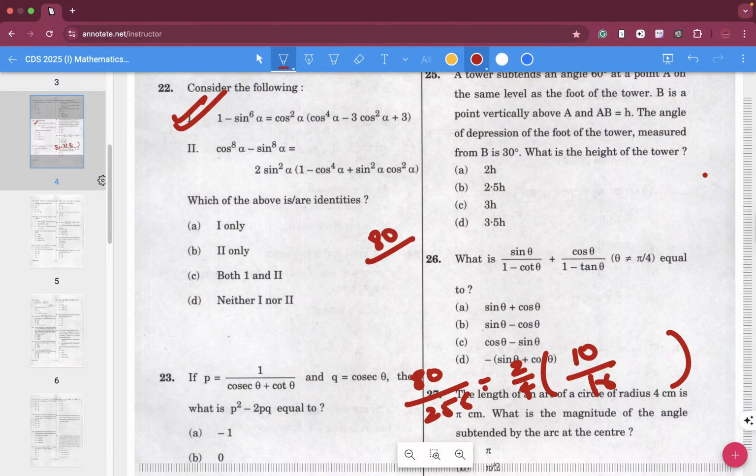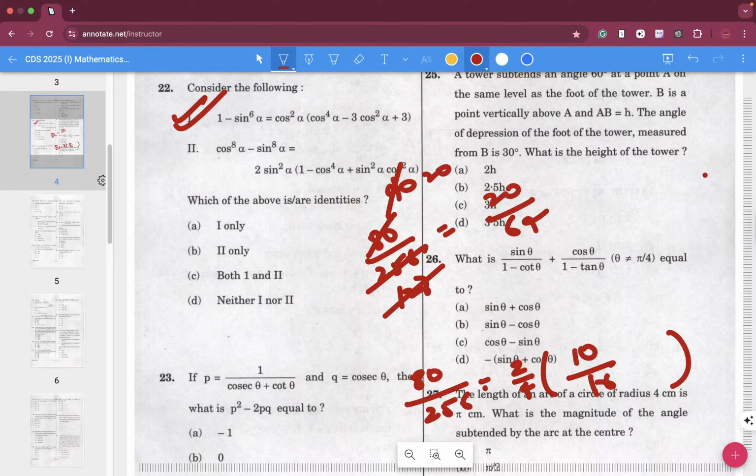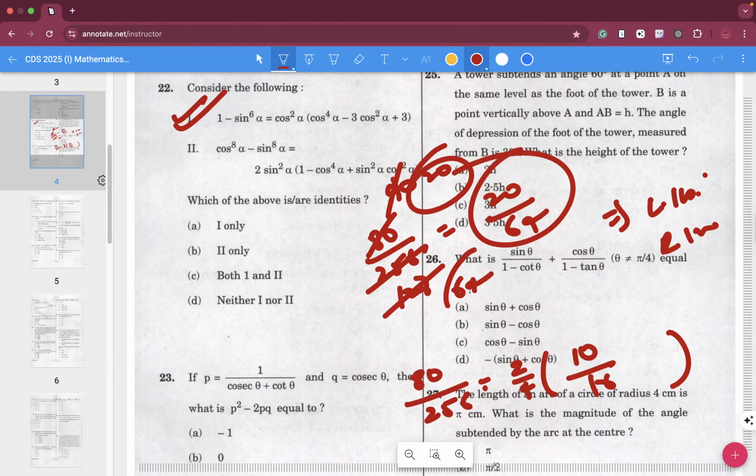In the left hand side you have 80 by 256. In the right hand side you have 20 by 64. Is it 40 by 128? Is it 20 by 64? Right? It is that way, which means it implies LHS is equal to RHS, right? 20 by 64 is equal to 20 by 64. So which means both of your A and B is the correct answer over here, folks.